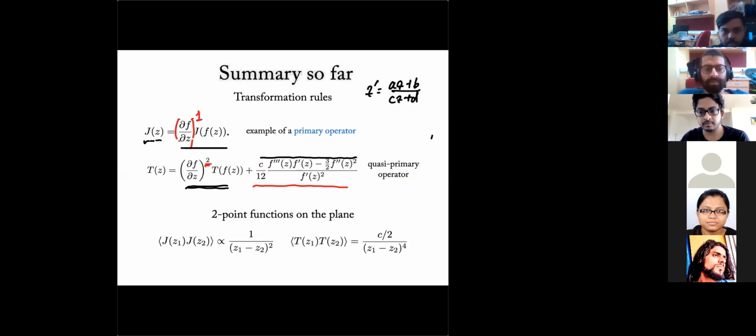Okay, so would it be correct to say that J(z) and T(z), the current and the stress tensor, are both quasi-primary operators, but only the current is a primary operator? Is that correct? That is correct. So more generally, all primaries are quasi-primaries, but not all quasi-primaries are primaries. Yes. Cool. Okay. Thanks.